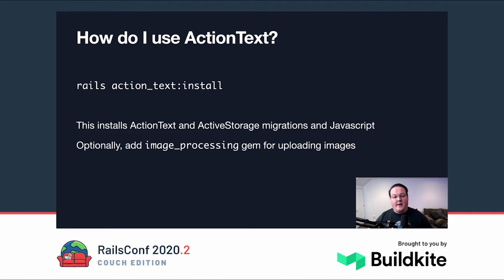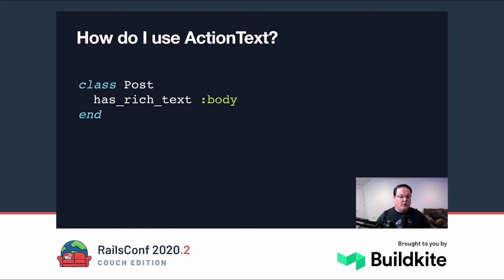So if you haven't ever set up ActionText before, it's very simple. You run rails action_text:install. That's going to copy over some migrations, both for ActionText and ActiveStorage, because it uses ActiveStorage to store things like image uploads. And it's going to install the JavaScript so that you get the Trix editor JavaScript. And you'll also want to include the image_processing gem to process your images and generate previews and thumbnails and things. So it's pretty straightforward to install.